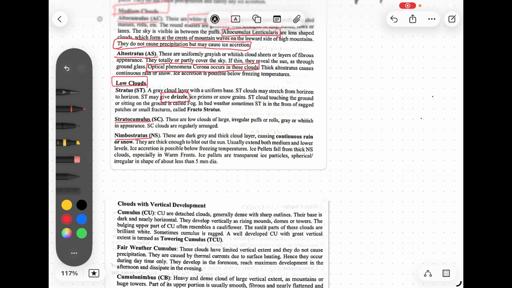Stratus gives you drizzles. Okay, and for nimbostratus, very important, it is a dark gray, thick colored cloud that causes continuous rain and snow. So a lot of questions would be asked on this. The dark gray clouds that cause rainfall are nimbostratus clouds.